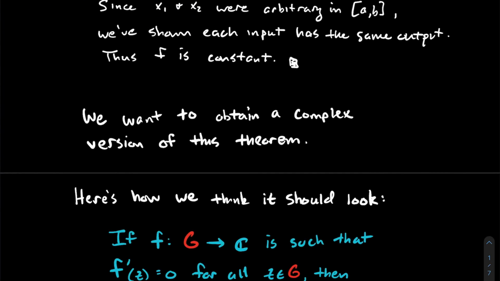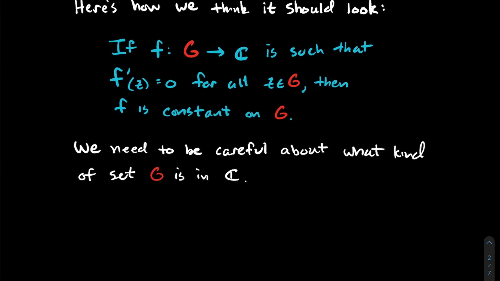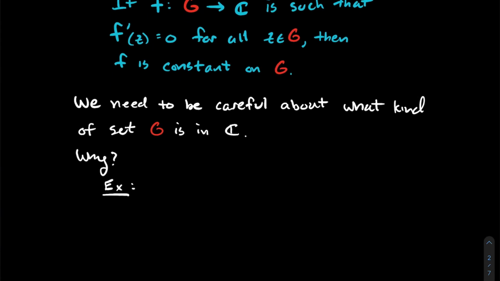And so I need to be equally careful here whenever I try to generalize this theorem to the complex plane. So we need to be careful about what kind of set G is. And so here's an example to show you why.